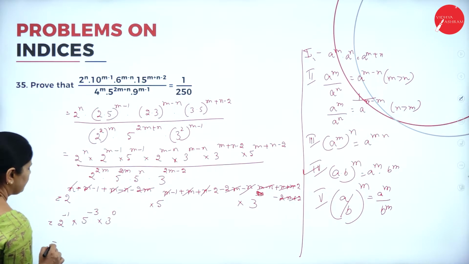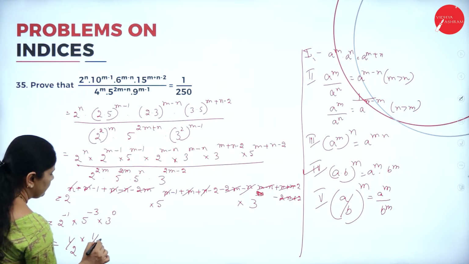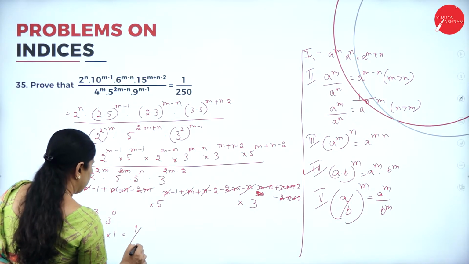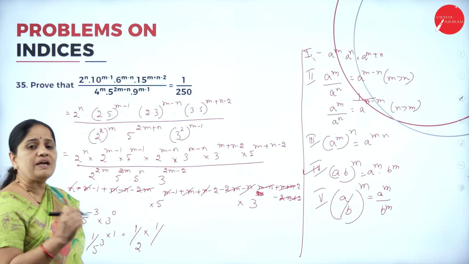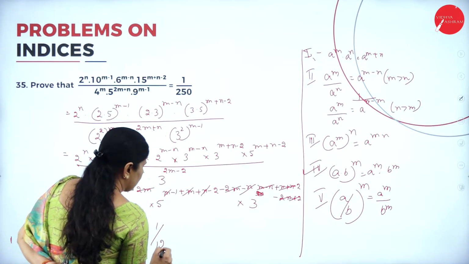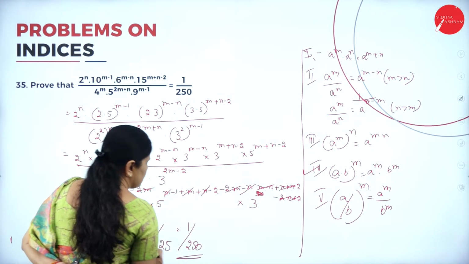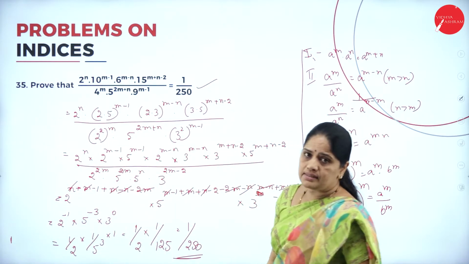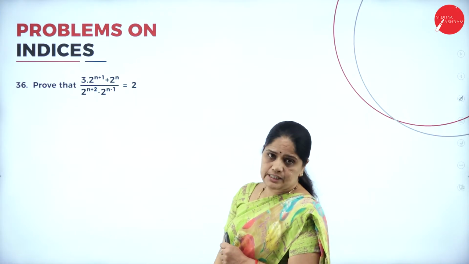So, next I will write it as 1 by 2 into 1 by 5 cube into 1. So, this will be equal to 1 by 2 into 1 by 5 cube. So, 5 cube is how much? 5 into 5 into 5, so that comes up to 125. So, 125 into 2, that will be 250. So, this is the answer. So, 250 is the answer. Hope you have all understood this problem. Now, let us go to the next problem.